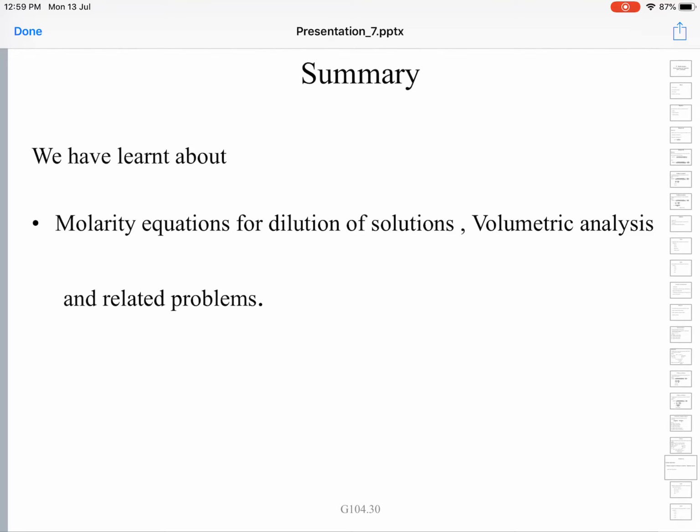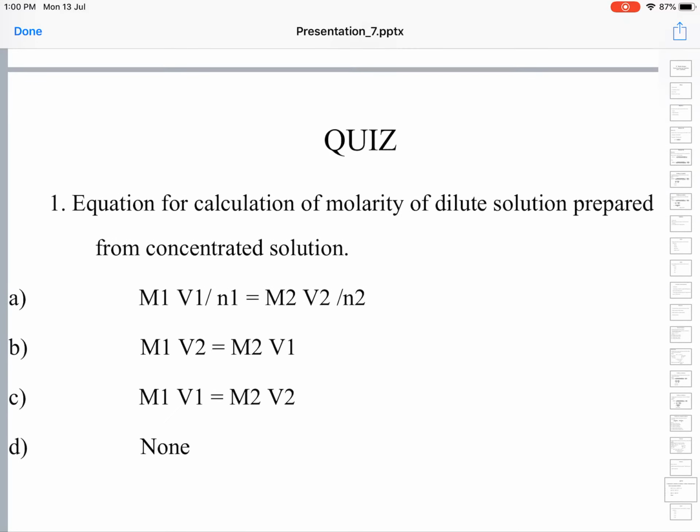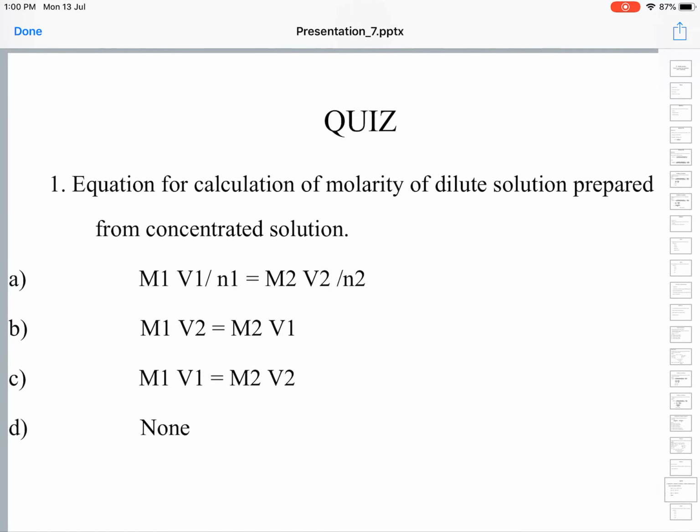Let us try to work out a few questions. Equation for calculation of molarity of dilute solutions prepared from concentrated solution. What is the equation he is asking? Is it M1 V1 by N1 is equal to M2 V2 by N2, or M1 V2 is equal to M2 V1, or M1 V1 is equal to M2 V2, or none?